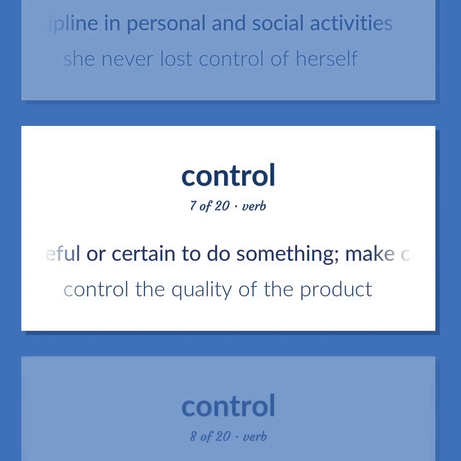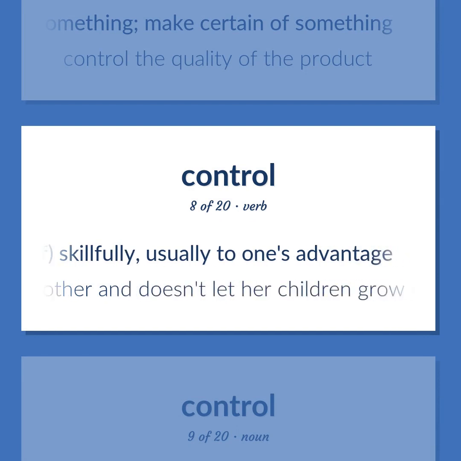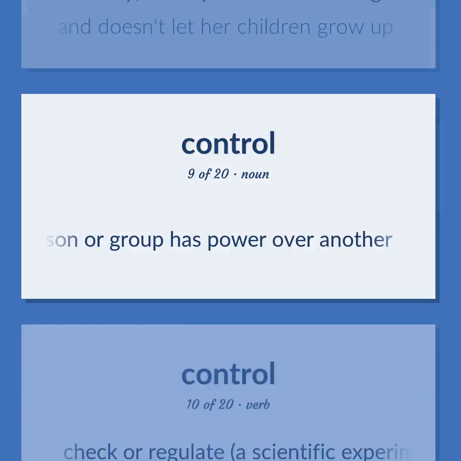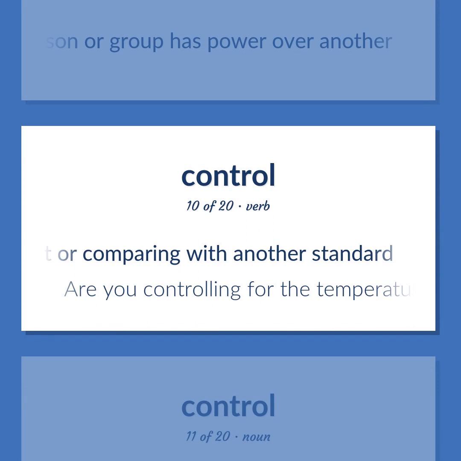Be careful or certain to do something. Make certain of something. Control the quality of the product. Maintain influence over others or oneself, skillfully, usually to one's advantage. She is a very controlling mother and doesn't let her children grow up. The state that exists when one person or group has power over another. Check or regulate a scientific experiment by conducting a parallel experiment or comparing with another standard. Are you controlling for the temperature?